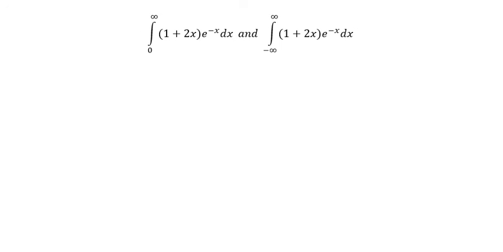The topic today is the integral. We have the integral from 0 to positive infinity of (1 plus 2x) multiplied with e to the power of negative x dx. Similar, but we change 0 to negative infinity. So I will show the technique how to answer. First, we need to find the integral for this one.